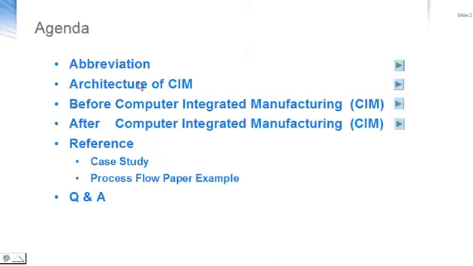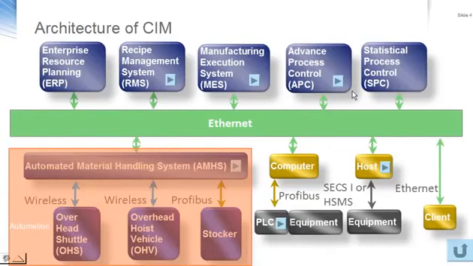And now we introduce the architecture of CIM. Generally in the CIM system, we will have an ERP, but this ERP is just an interface to the whole CIM architecture. And the main system is the MES system, and others like the recipe management system, advanced process control system, and statistical process control system are add-ons. And you can see the client, and the client can be a desktop or laptop computer.